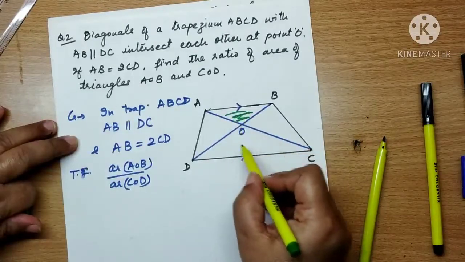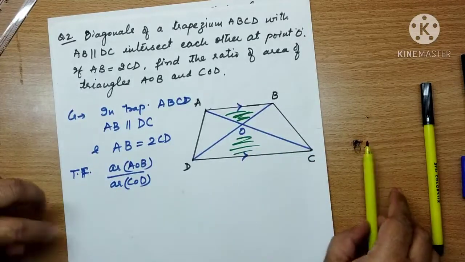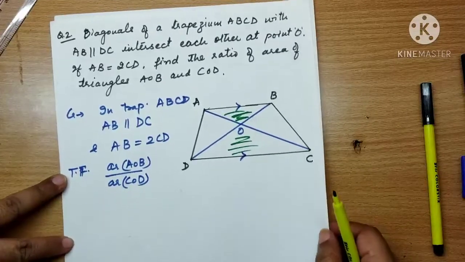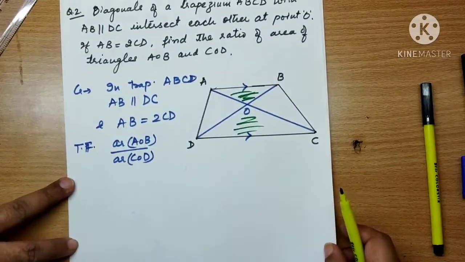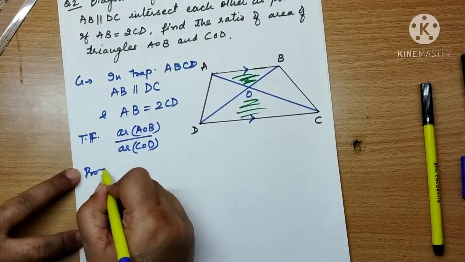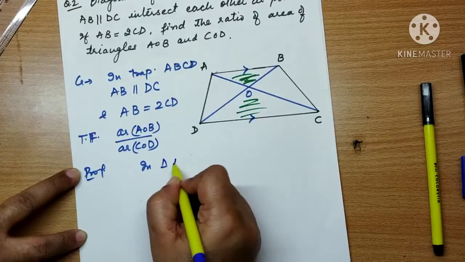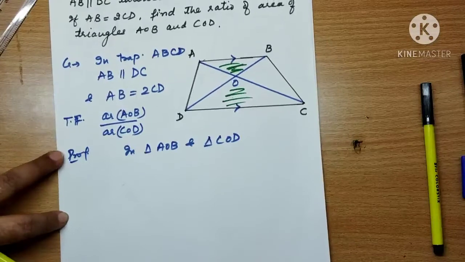And you remember, we need to find out the ratio of the area. So this is a question of ratio of areas. For that, what is the must condition? Before applying the theorem, I should have the triangles similar. So first we need to prove these two triangles similar. So in triangle AOB and triangle COD, how do we prove similar?